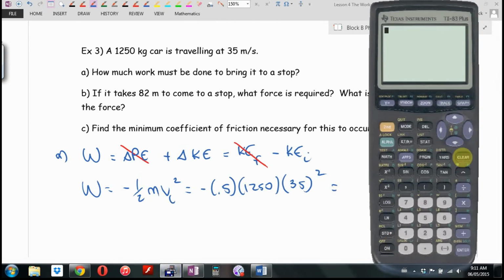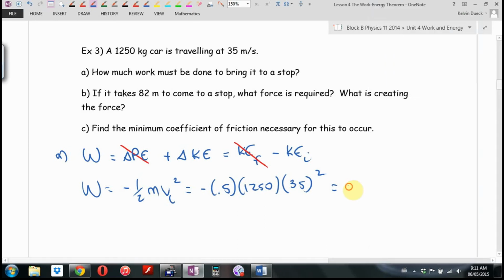Because the energy, again, has got to come from somewhere and go somewhere. So if a car has kinetic energy, it has to get rid of that somehow. Otherwise, it's not going to stop. You get negative 765,625 joules. It's got to lose a lot of energy.